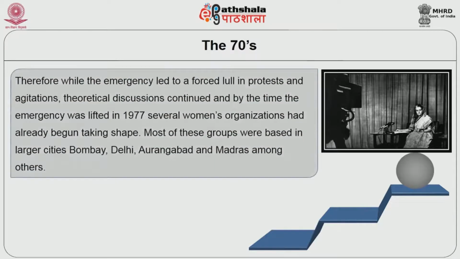Therefore, while the emergency led to a forced lull in the protest and agitation, theoretical discussions continued, and by the time the emergency was lifted in 1977, several women's organizations had already begun taking shape. Most of these groups were based in larger cities like Bombay, Delhi, Aurangabad, Madras among them.